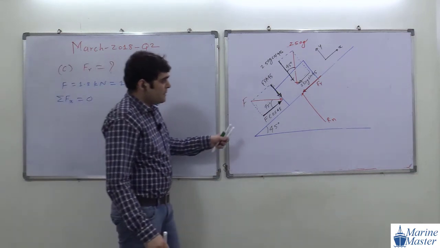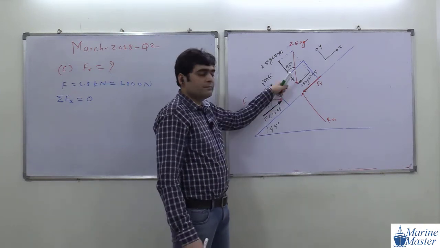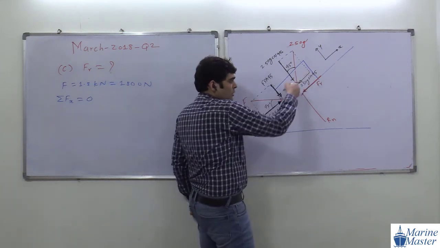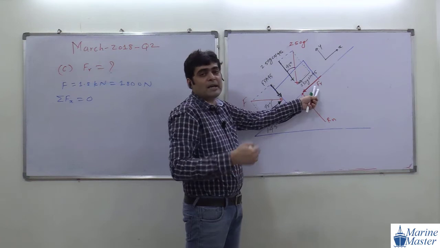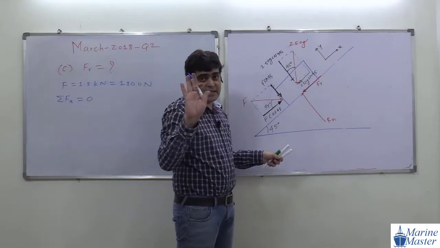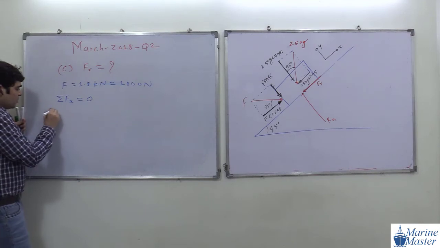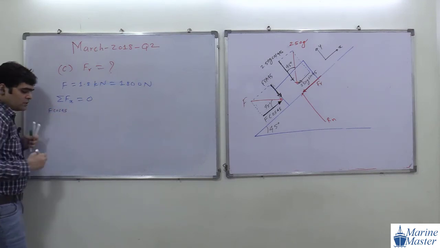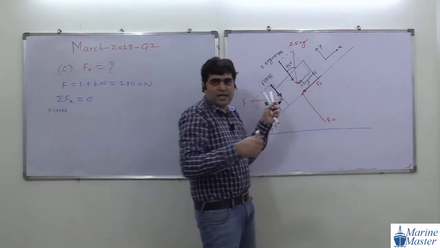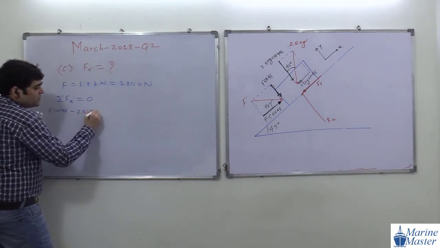First of all, F cos 45. Up the plane means positive. Then 250G sin 45, down the plane means negative. And then Fr is also negative. We don't know the exact direction of Fr, we just assumed down the plane. So we start with F cos 45, which is up the plane, so positive. 250G sin 45 is down the plane, minus 250G sin 45.